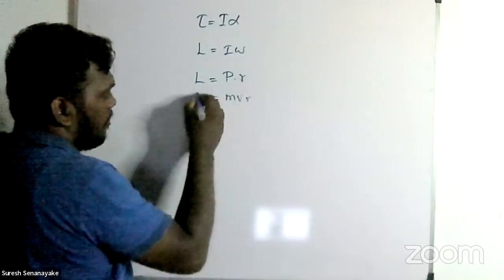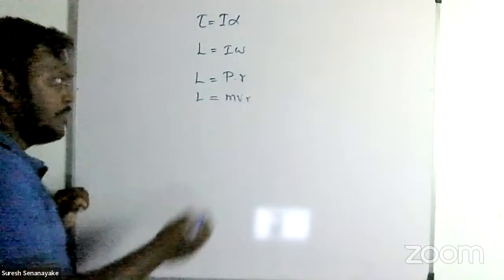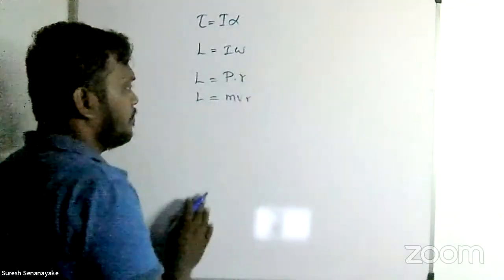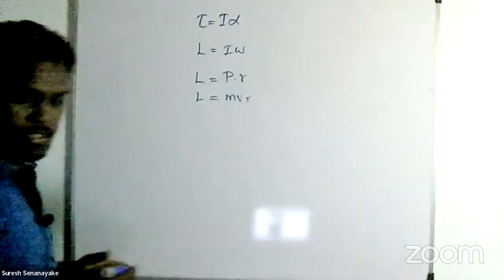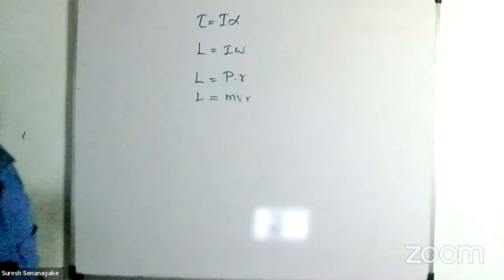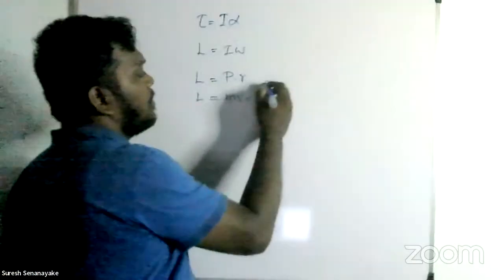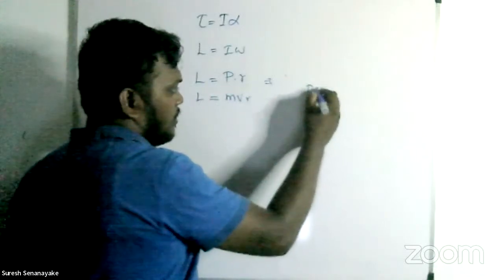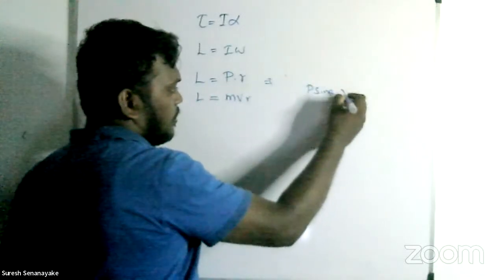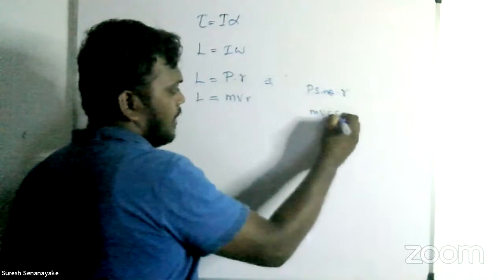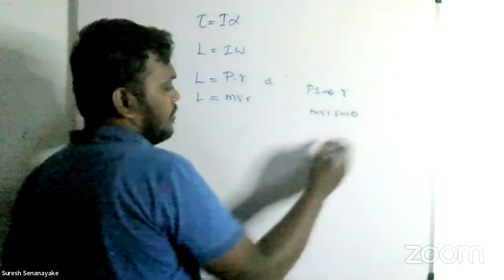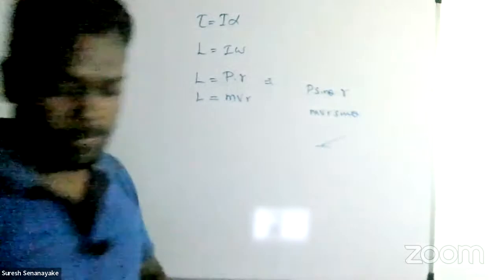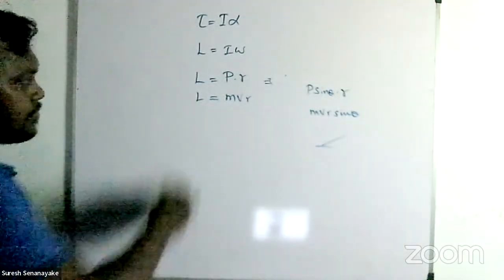This you need to remember: if the linear momentum and the radial direction have an angle between them, then you need to write this as P r sine theta, or m v r sine theta. The angle also needs to be considered. I will come to that point again.